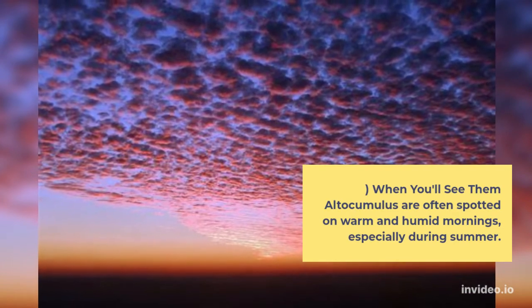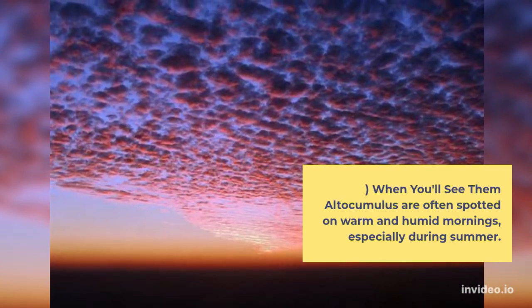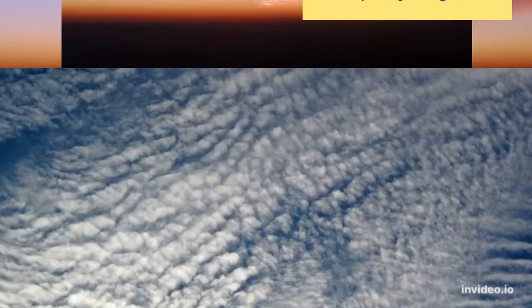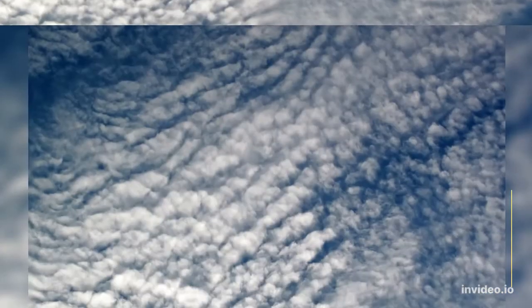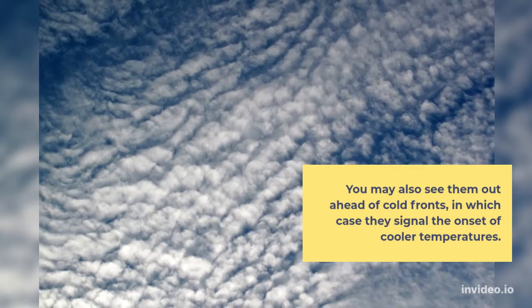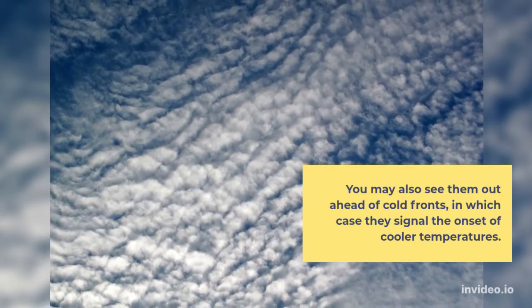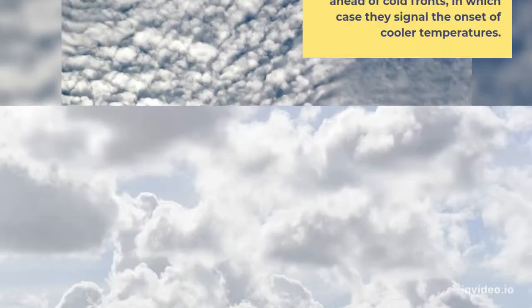When you'll see them: altocumulus are often spotted on warm and humid mornings, especially during summer. They can signal thunderstorms to come later in the day. You may also see them out ahead of cold fronts, in which case they signal the onset of cooler temperatures.